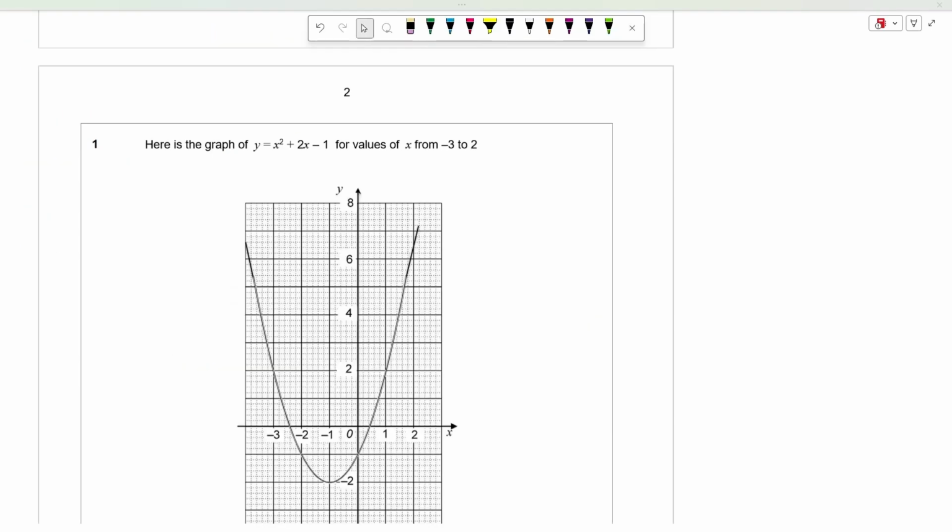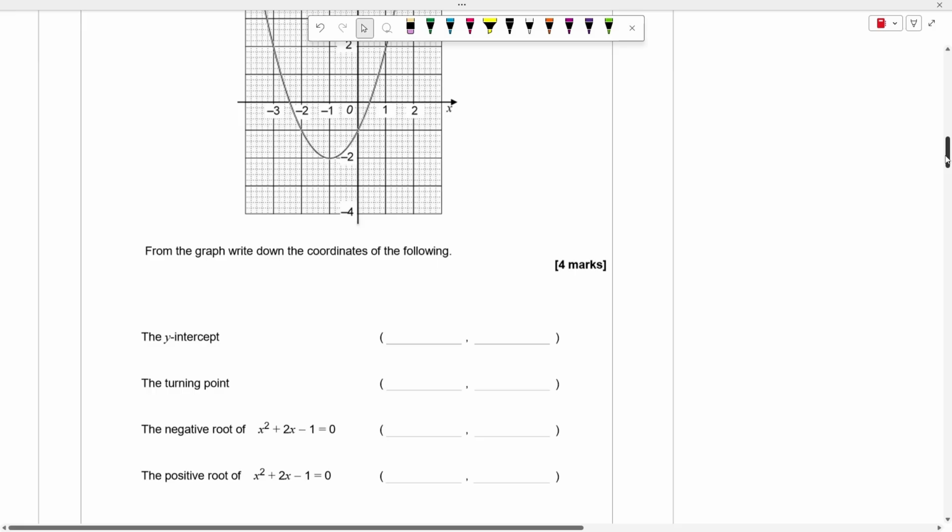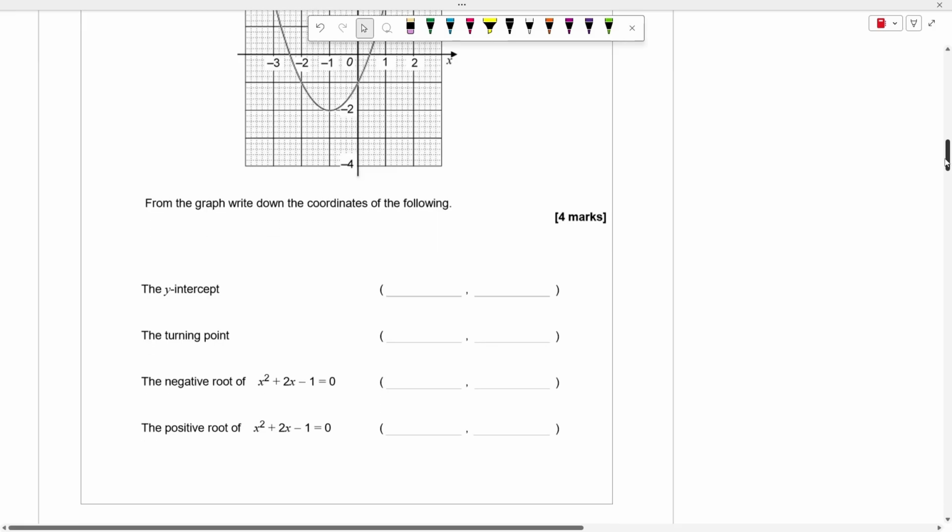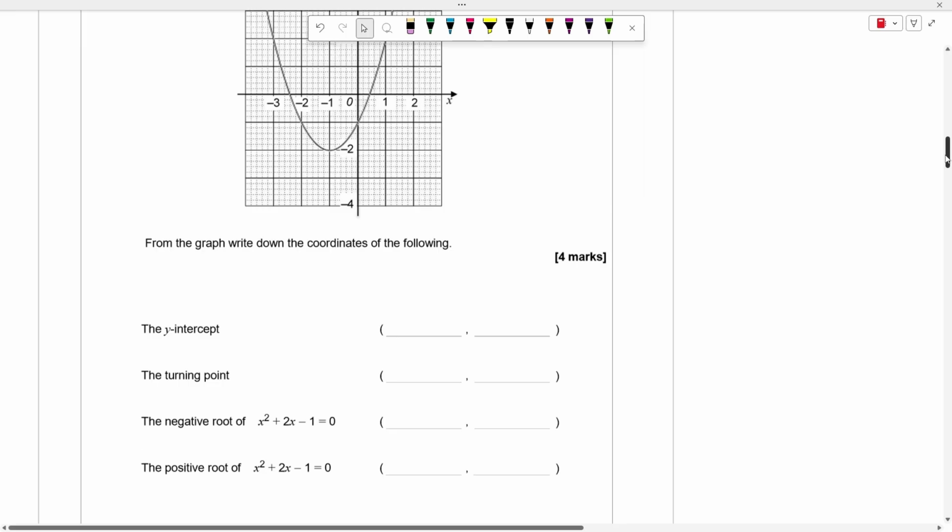So let's get started on question 1. Question 1 says here is a graph of y equals x squared plus 2x minus 1 for the values of x from minus 3 to 2. What that means is that they've given us the graph between x equals minus 3 and 2. So from this, the question is asking us to find the y-intercept, find the turning point, find the negative root, and find the positive root.